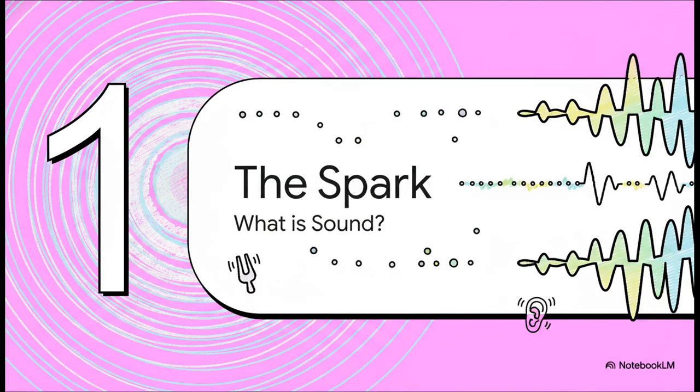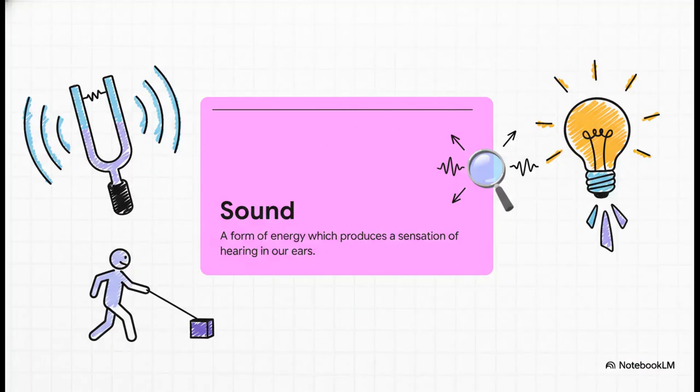If it all begins with a vibration, then what is sound, fundamentally? All right, get your highlighters out, because this is a big one for any test. The official textbook answer is that sound is a form of energy. Think of it just like heat or light. It's not a thing, it's not matter, it's energy that gets produced by that vibration and then travels.